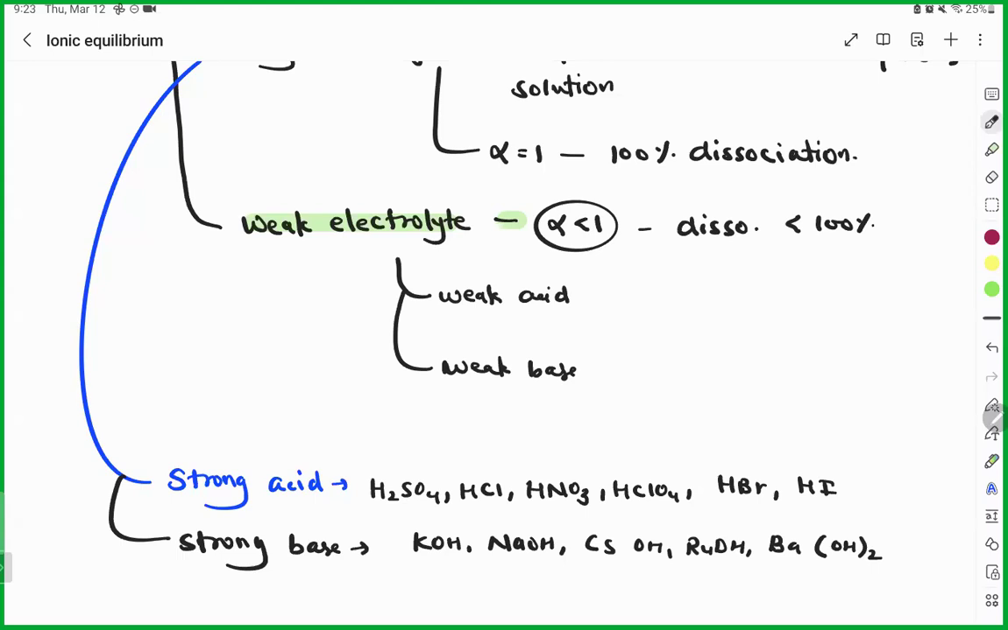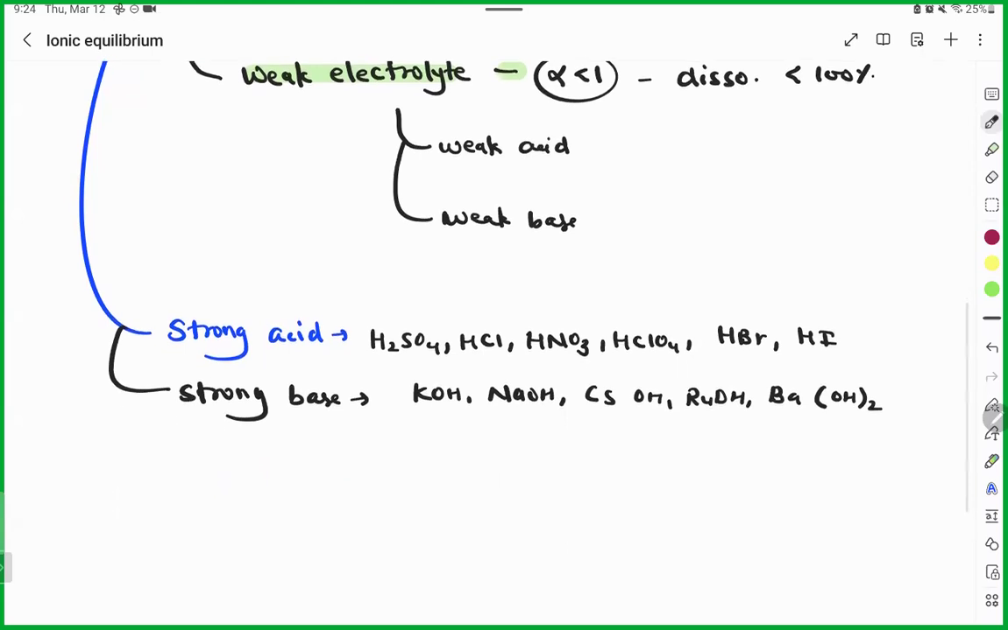Answer is, down the group reactivity increases. So cesium will be most reactive, based on the reactivity. So they can easily form this ion. But lithium is a little bit covalent in nature. Here we are talking about ions, so we want maximum ionic bond, right? We want maximum ionic bond.